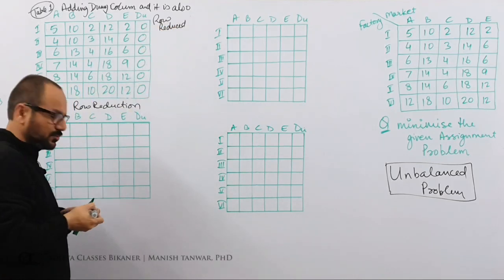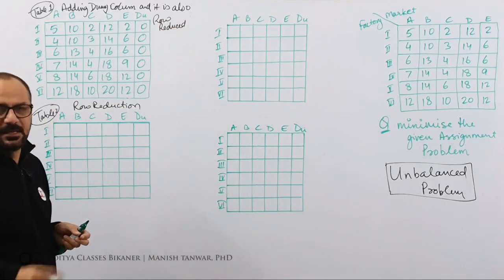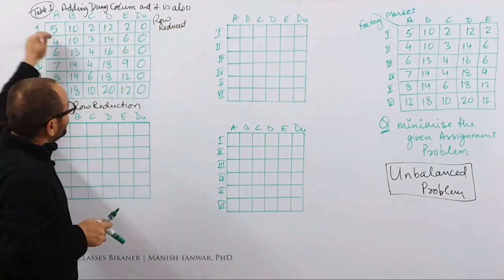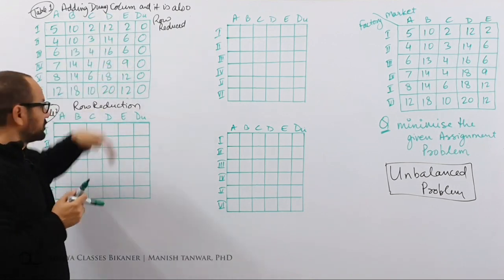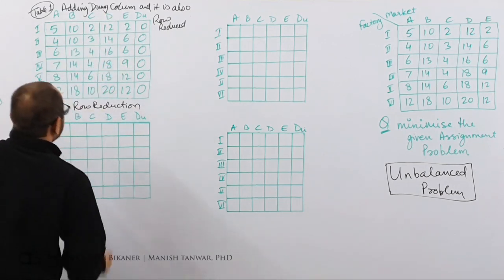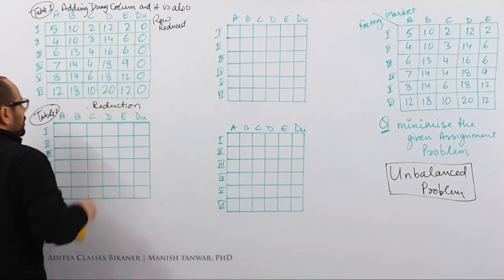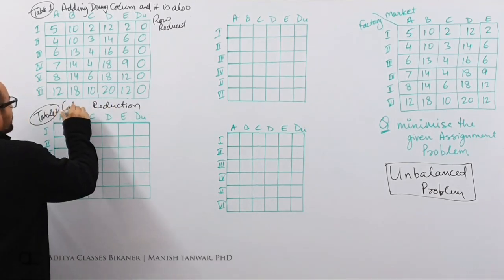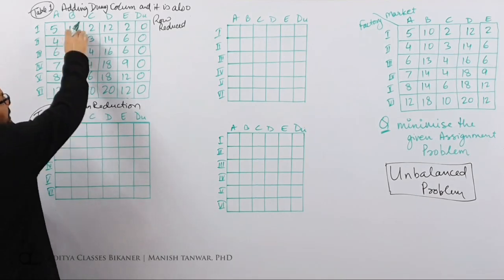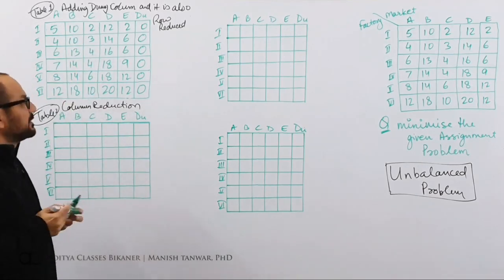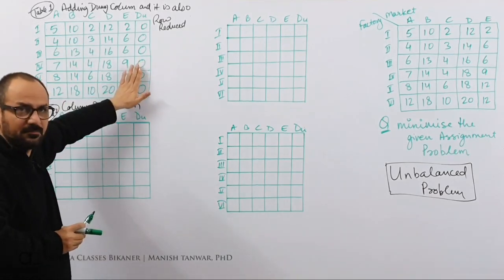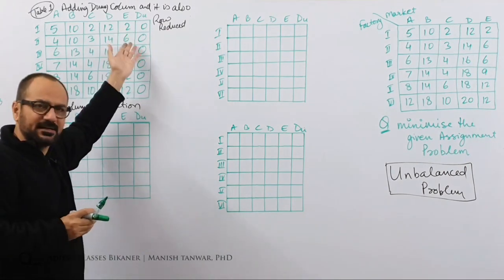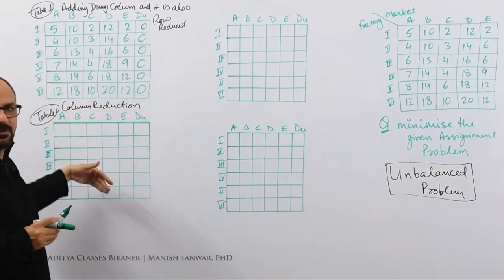As it is row reduced. What is the purpose of row reduction? That each row should have a 0, and each row already has a 0. So I can straight away go for column reduction instead of row reduction. Our next step would be column reduction. So in one table I have actually done two steps. I have added a dummy column and row reduced, and it is already row reduced. Now let me go for column reduction.